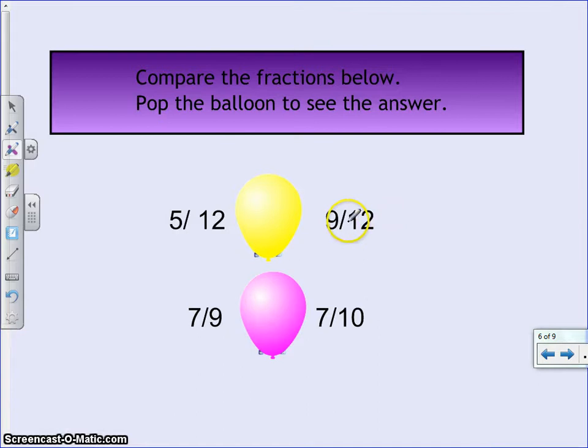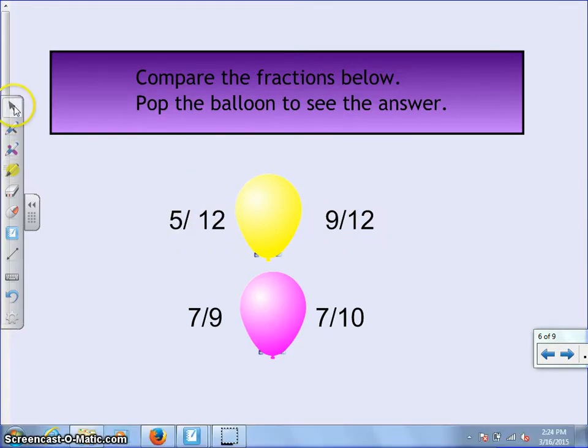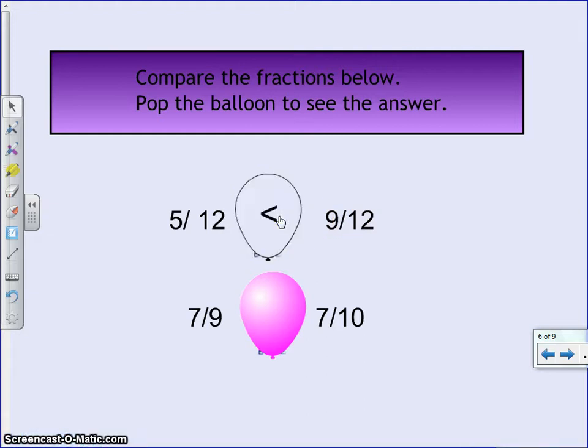So let's look at a couple examples right here. We have 5/12 and 9/12. The denominators are the same. They're both 12. So we look to the numerator, the 5 and the 9. If the denominators are the same, the bigger the numerator, the bigger the fraction. So 9/12 is going to be greater than 5/12. Or another way of saying this is 5/12 is less than, here's our less than symbol, 9/12.